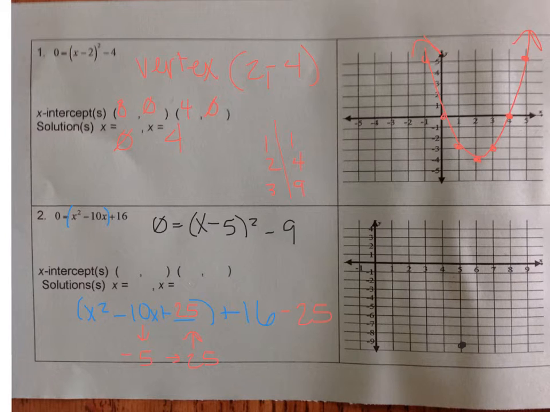Since my a value is 1, my quadratic pattern will stay the same: 1, 1, 2, 4, and 3, 9. I can mirror those points over the axis of symmetry and graph my parabola. So from this graph, I can identify my x-intercepts as (2, 0) and (8, 0), meaning my solutions are 2 and 8.